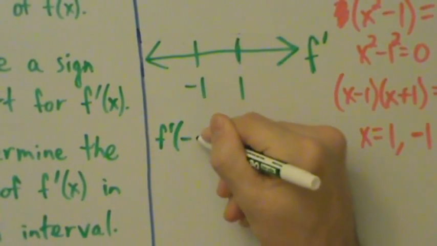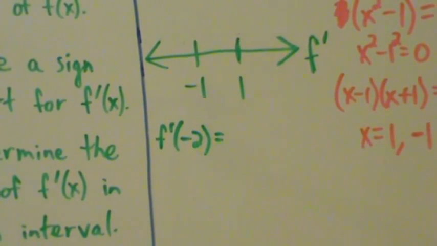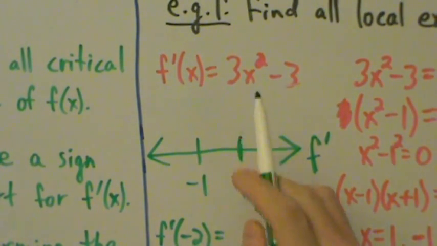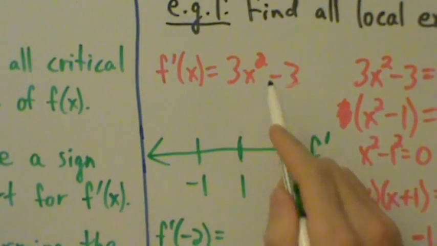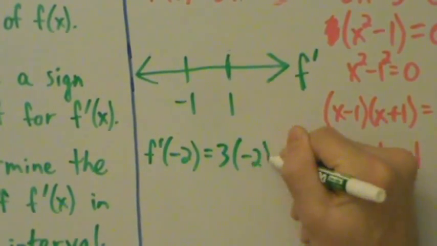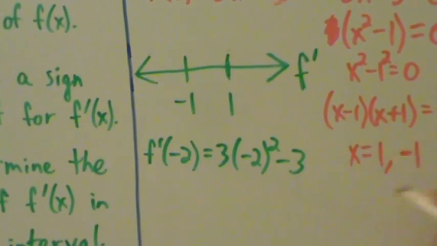f prime of -2 equals what? Well, here's f prime of x. So f prime of -2 is 3 times the quantity -2 squared, then minus 3. So this is 3 times -2 squared, and then minus 3.